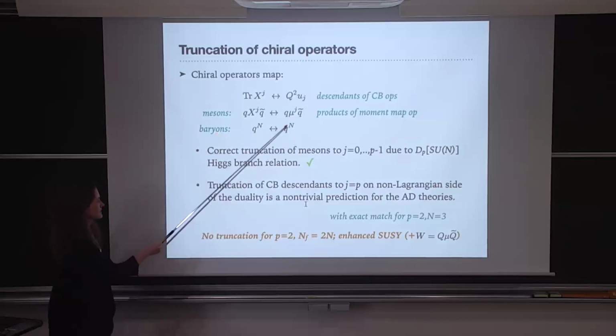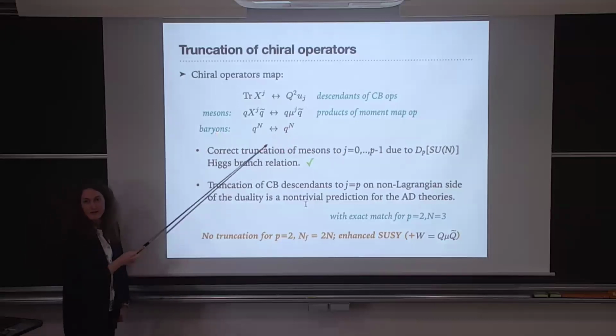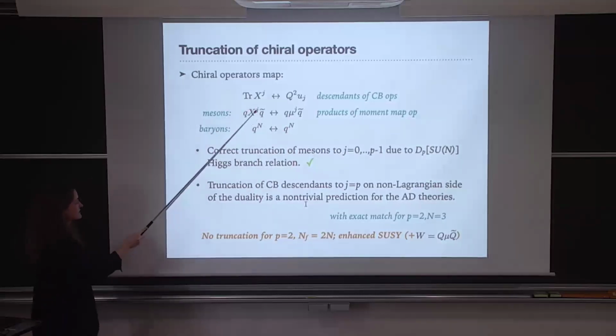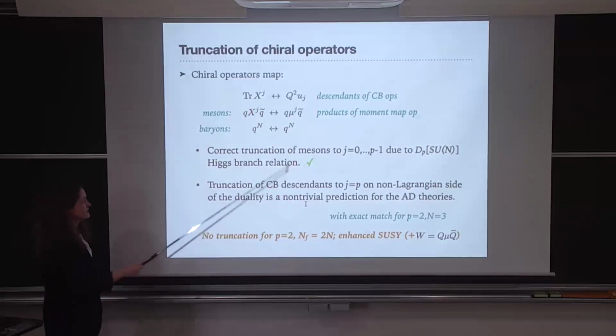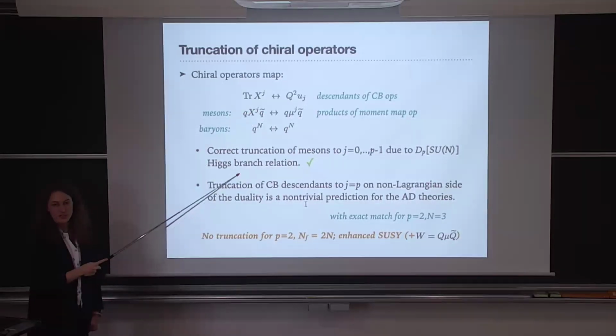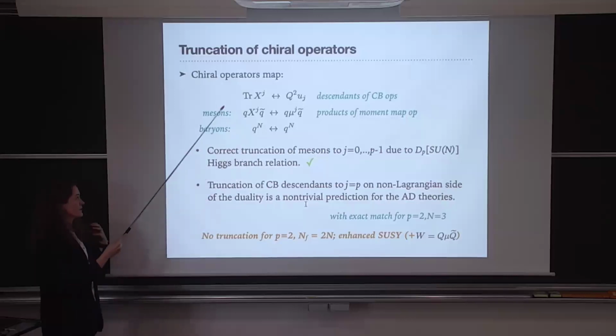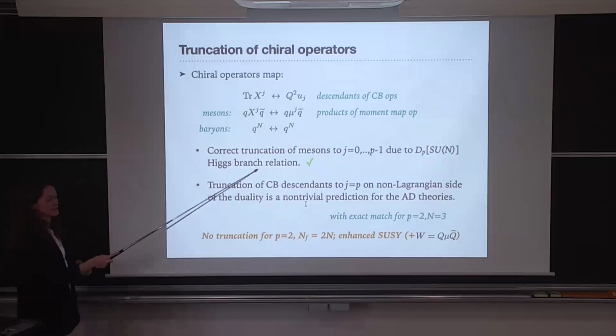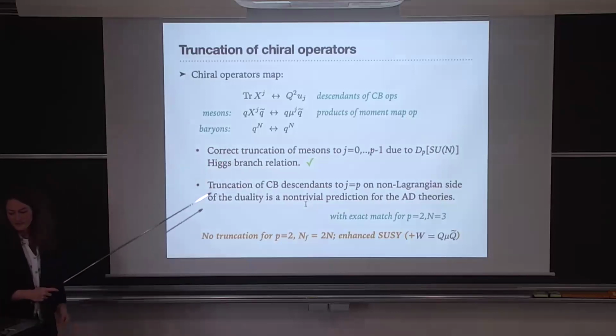Of course, I have the quarks, the fundamental fields on either side, so the baryons match trivially, and so on. And the fact that I get this correct truncation of the mesons, which we see on the SQCD side, truncated to j equals p minus 1, is precisely reproduced on the Argyres-Douglas side because of the Higgs branch relation of the moment map operators that I pointed out earlier. So we actually get the correct number of mesonic type operators on either side of the duality in a pretty non-trivial way. This is a quantum effect in the Argyres-Douglas theory.